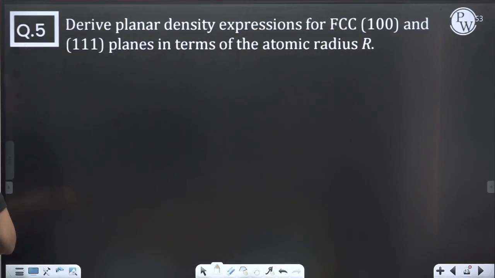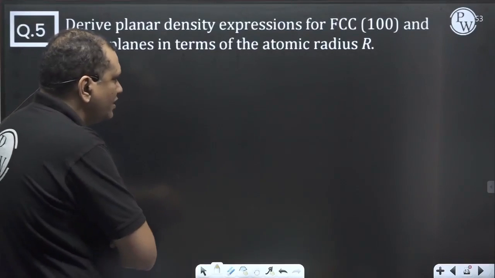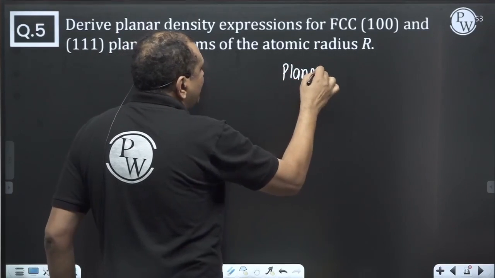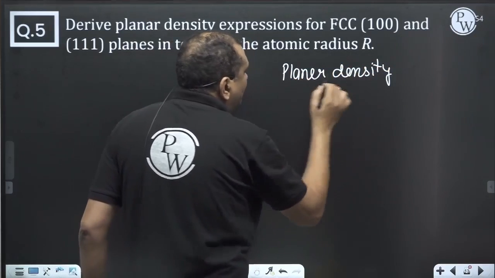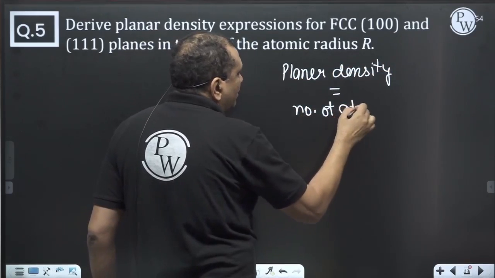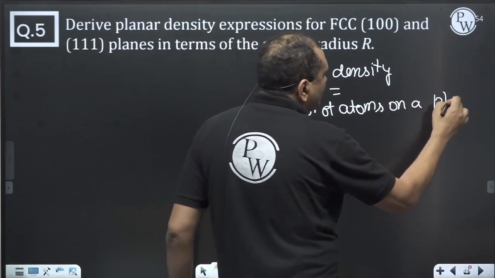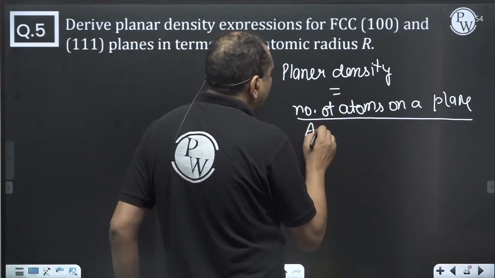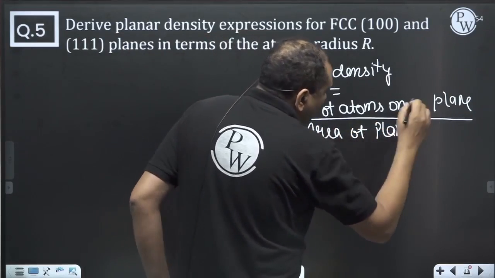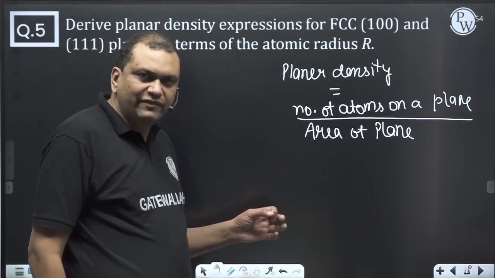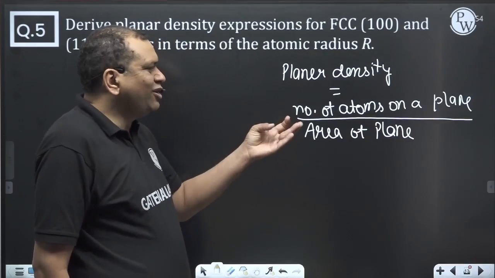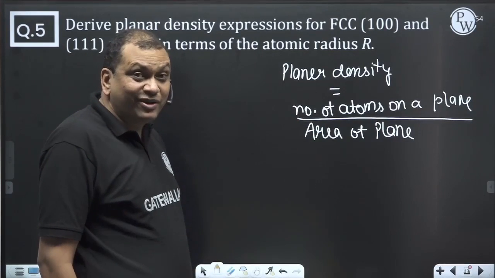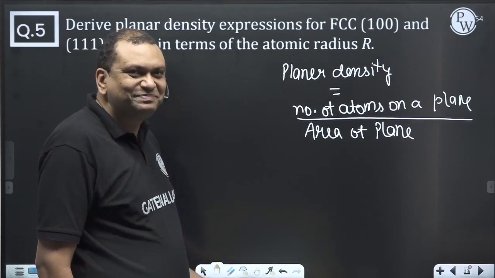Derive the planar density expressions for FCC 100 and 111 planes in terms of atomic radius r. Planar density. So, what is planar density? Planar density is nothing but the number of atoms on a plane divided by the area of the plane. And the number of atoms we count by the area.